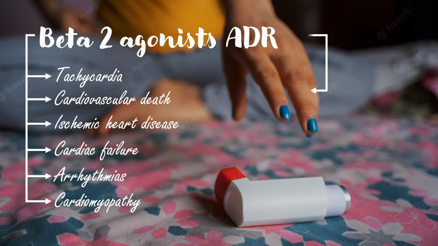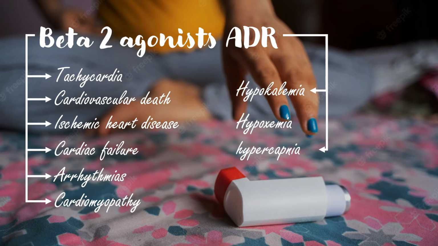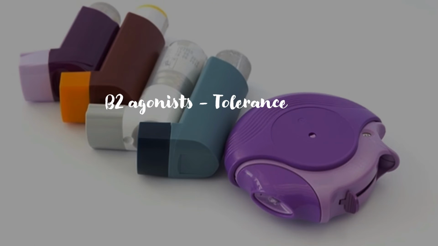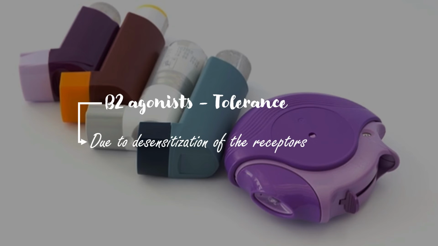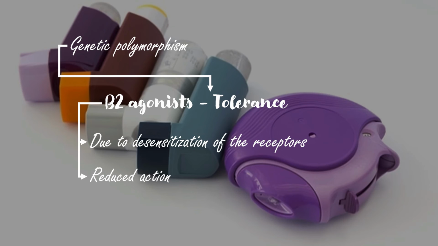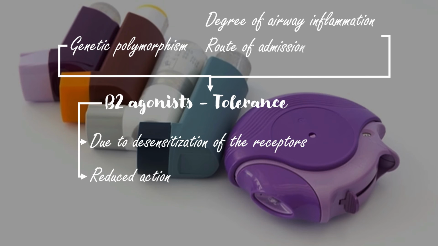Beta-2 agonist effect on the membrane-bound Na+/K+ ATPase leads to the inward shift of potassium into the cells. This causes hypokalemia. Several studies also indicate hypoxemia and hypercapnia, which leads to the cardiotoxic effect of the beta-2 agonists. Beta-2 agonists show tolerance with prolonged use. This is due to desensitization of the receptors, leading to reduced bronchodilation and anti-bronchoconstrictor effects. Genetic polymorphism, the degree of airway inflammation, and the route of administration also affect the tolerance of the beta-2 agonists.